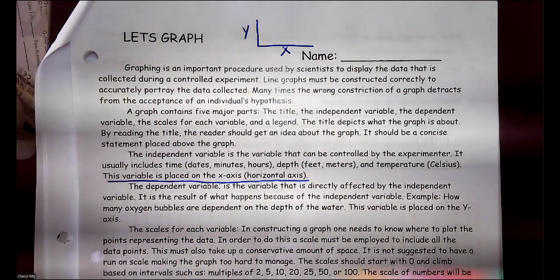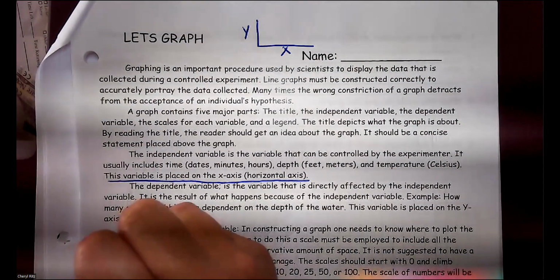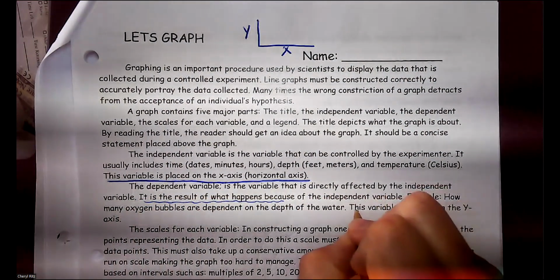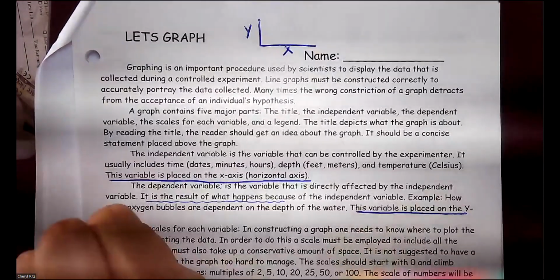A dependent variable is a variable that is directly affected by the independent variable. It is the result of what happened because of the independent variable. Example, how many oxygen bubbles are dependent on the depth of the water? This variable is placed on the y-axis, or the up and down.